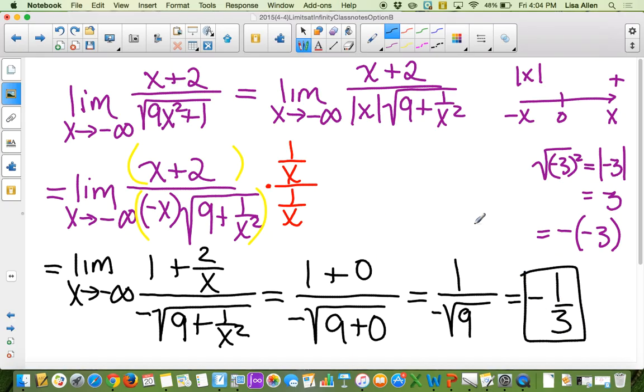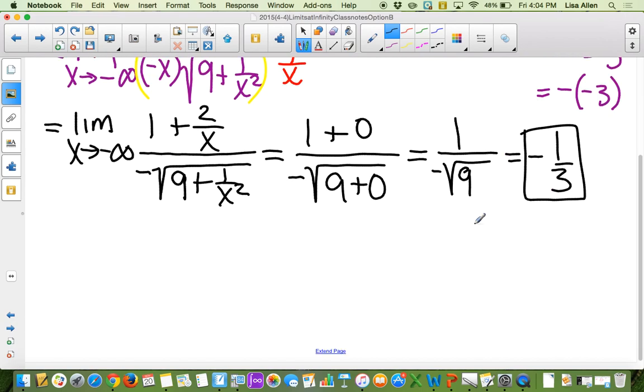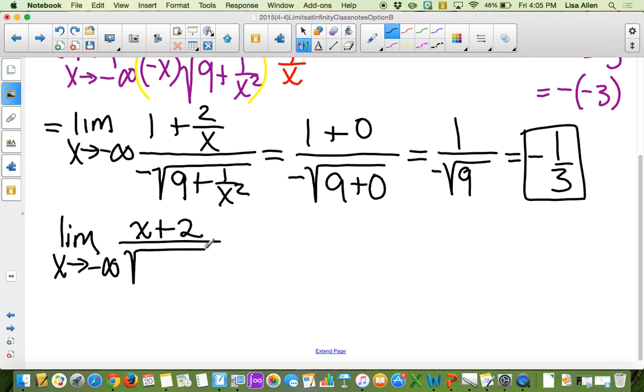Even though I didn't have that problem there, we want to say that the limit as x approaches negative infinity of x plus 2 over the square root of 9x squared plus 1 is equal to negative 1/3.